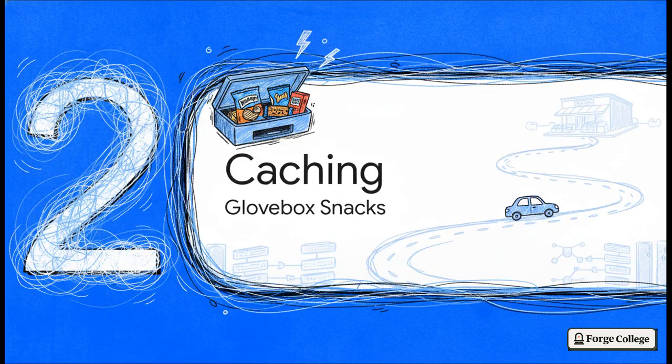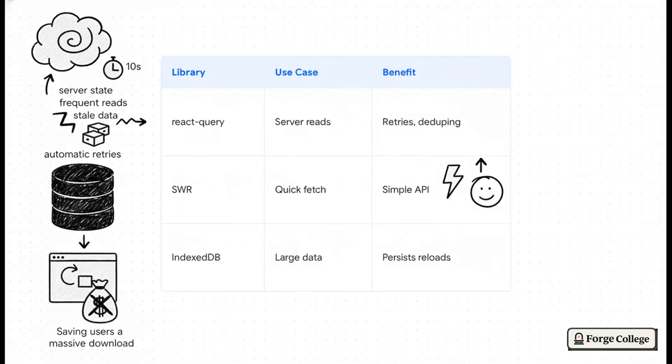Section 2. Caching. Speeding things up with glovebox snacks. I absolutely love this analogy. Caching is basically like keeping snacks in your glove box. Why would you drive all the way back to the grocery store or, in our case, make a totally redundant RPC call across the network every 5 minutes when you can literally just reach into the glove box?